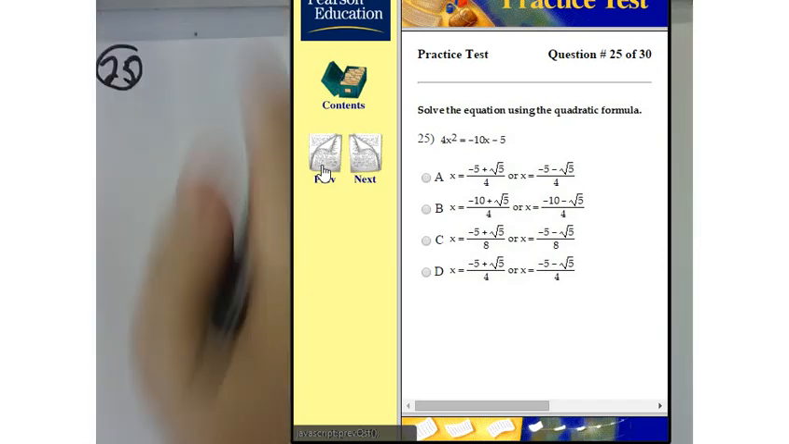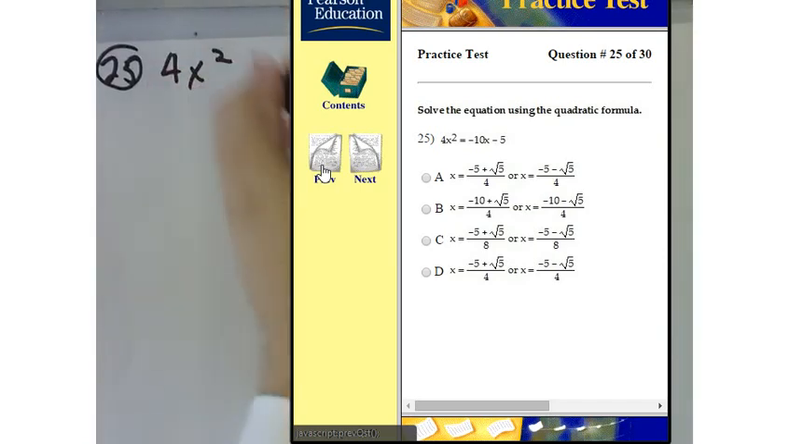Alright, so we have 4x squared is equal to negative 10x minus 5. And we're told to solve it using the quadratic equation. Oh man, that looks hard.